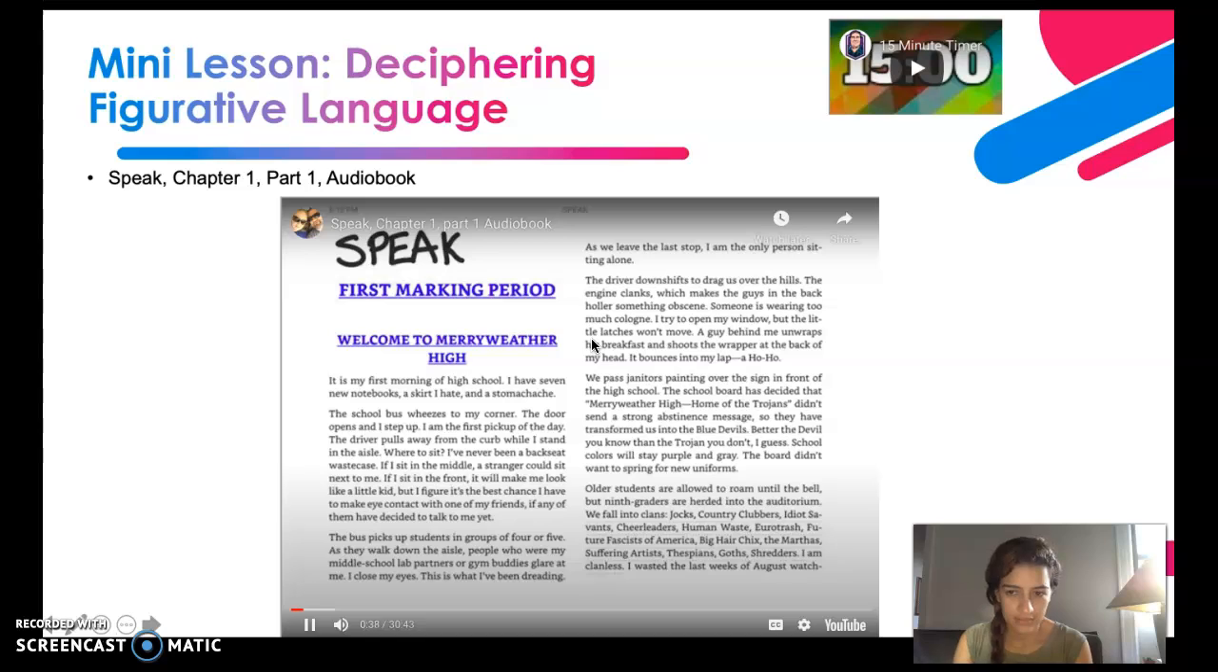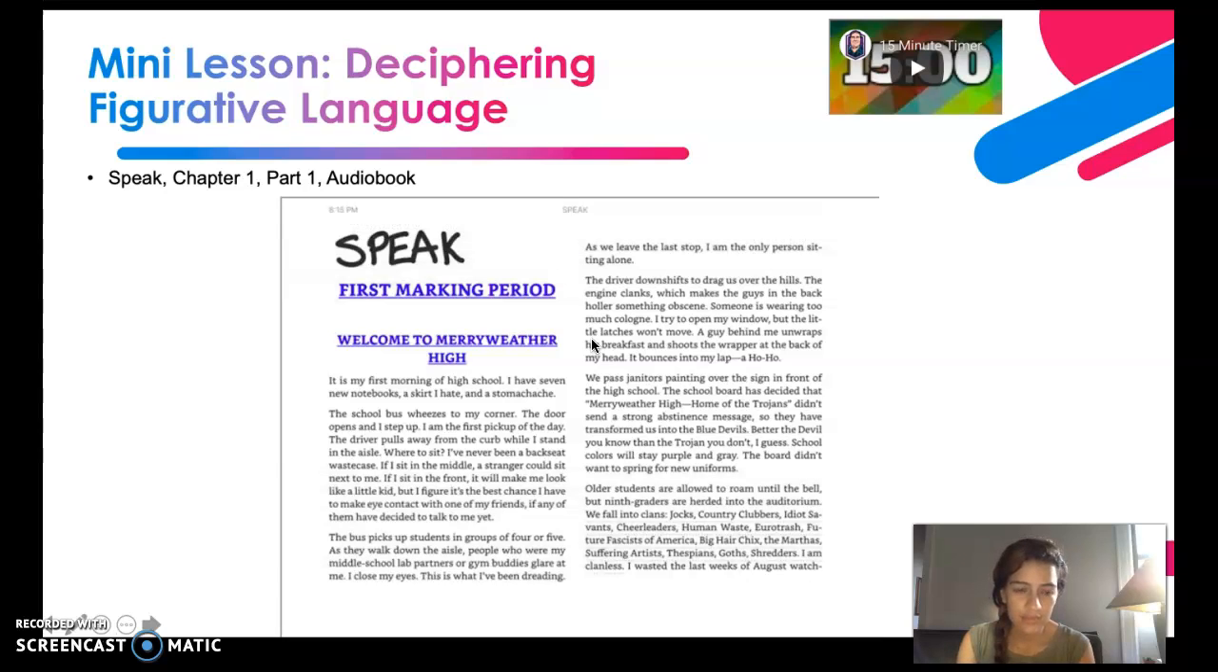As they walk down the aisle, people who were my middle school lab partners or gym buddies glare at me. I close my eyes. This is what I've been dreading. As we leave the last stop, I am the only person sitting alone. The driver downshifts to drag us over the hills. The engine clanks, which makes the guys in the back holler something obscene. Someone's wearing too much cologne. I try to open my window, but the little latches won't move. A guy behind me unwraps his breakfast, shoots the wrapper at the back of my head. It bounces into my lap.